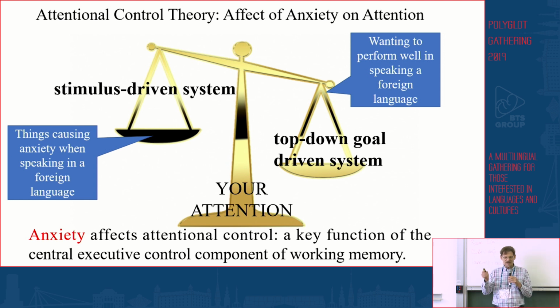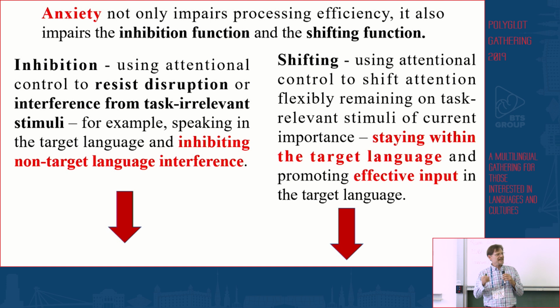Anxiety affects attentional control, a key function of the central executive control component of working memory. So anxiety not only impairs processing efficiency, it also impairs inhibition function, keeping the unwanted interference away, and the shifting function between what you're thinking about, your train of thought, changing your train of thought, tangents in a conversation, switching between languages, etc.